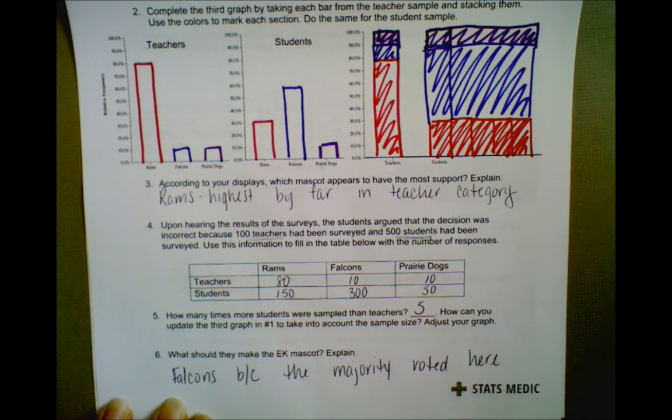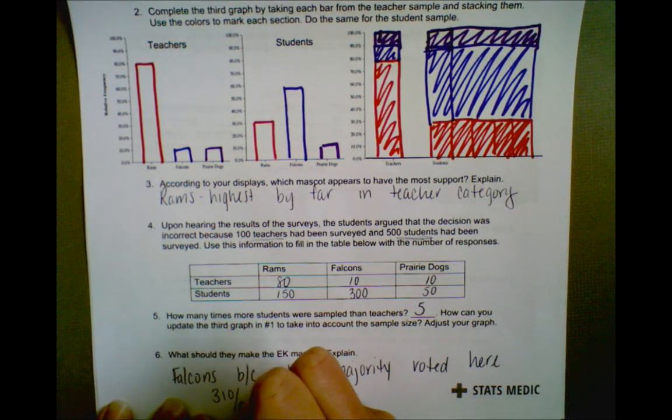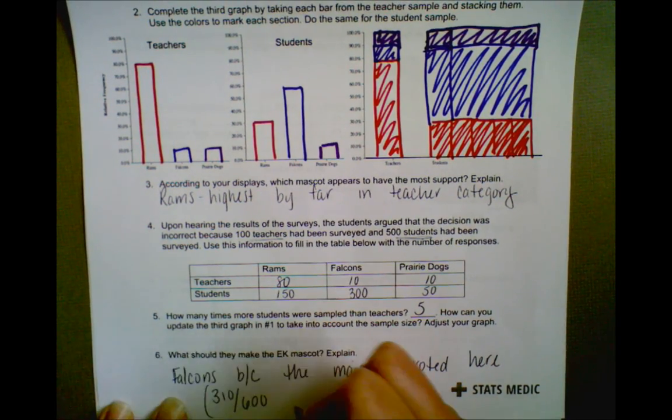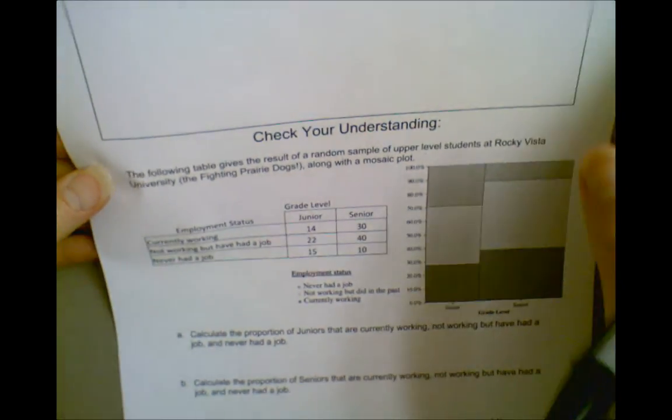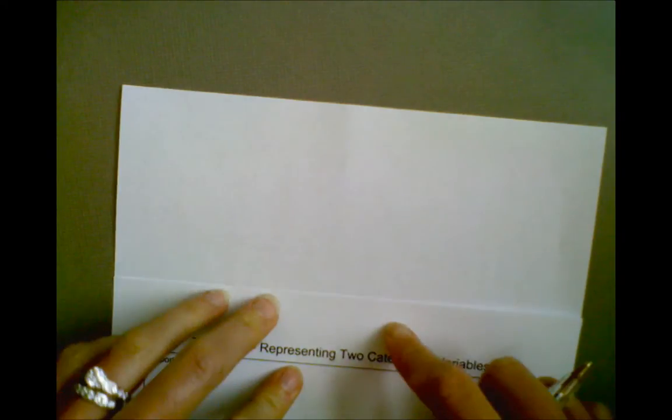So the majority voted here for this category. So 310 out of 600 would be that total percentage. So now on the second page, the top of the second page where there's that box, we don't really need to fill that in. That's just a place for you to write any notes if you would like.